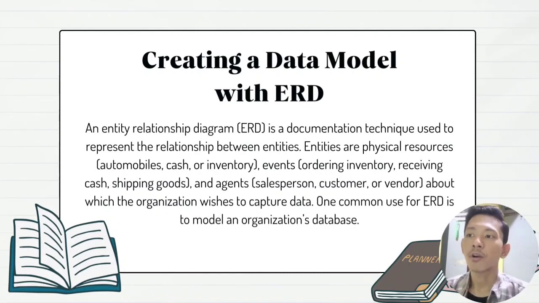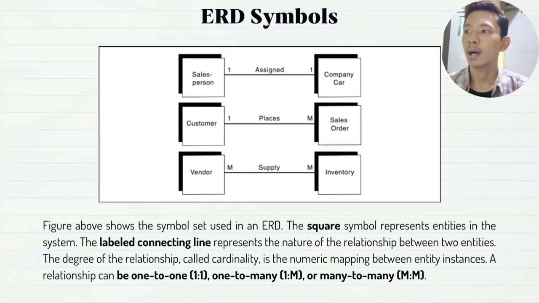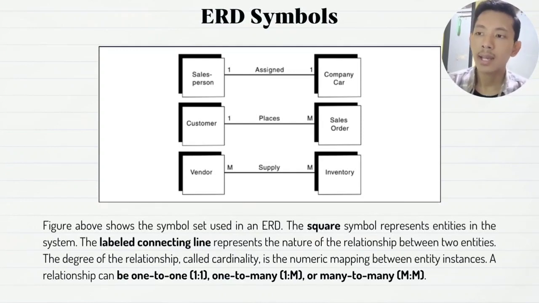One common use for ERD is to model an organizational database. Okay, so here we come with the ERD symbols. The figure above shows the symbol set used in an ERD. So the square symbols represent entities in the system. The labeled connecting line represents the nature of the relationship between two entities, and the degree of the relationship, called cardinality, is the numeric mapping between entity instances.